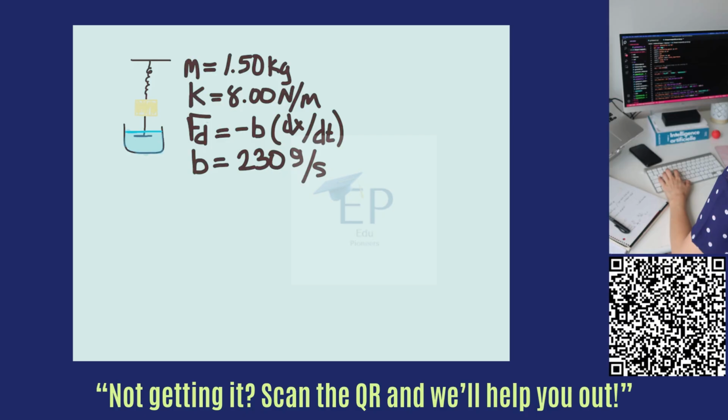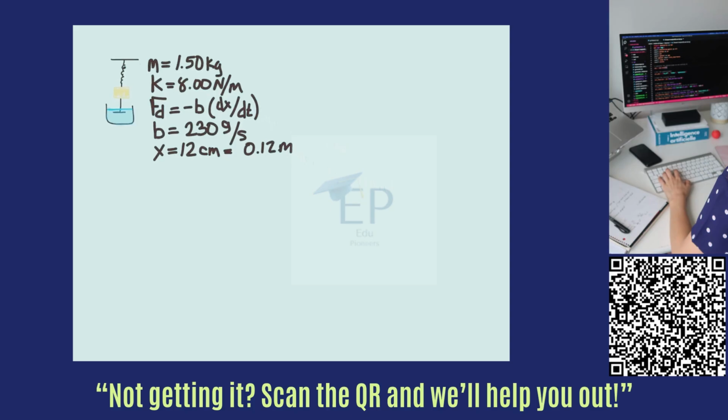The block gets pulled down a displacement of 12 centimeters. So our displacement equals 12 centimeters, which is equivalent to 0.12 meters. And then released. And we're trying to figure out the time required for the amplitude of the oscillation to fall to 1/3 its initial value.